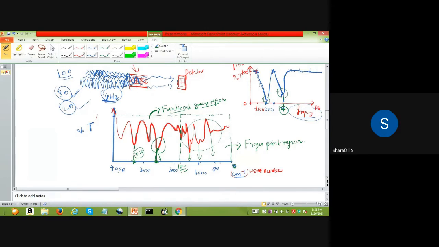So those are the different regions in the IR spectra, and this is normally how the practical IR spectra looks. I'm just plotting it roughly. You can search for some realistic samples to see how the IR spectra will look.